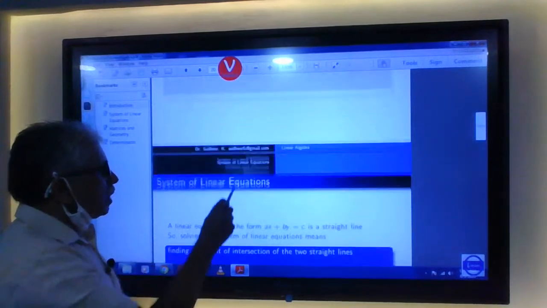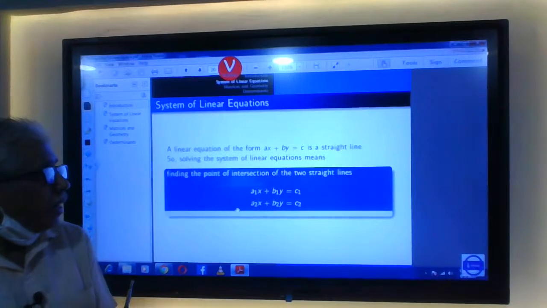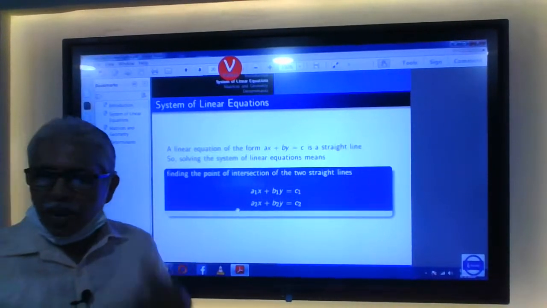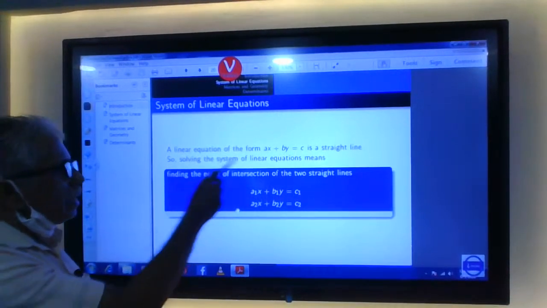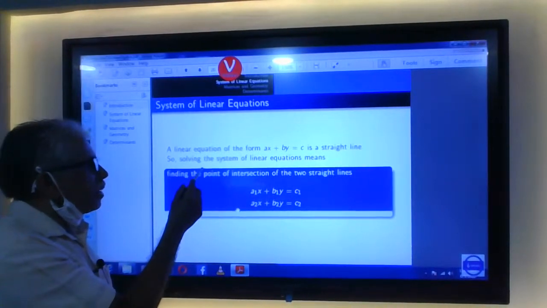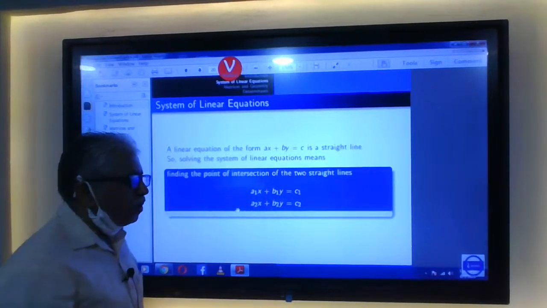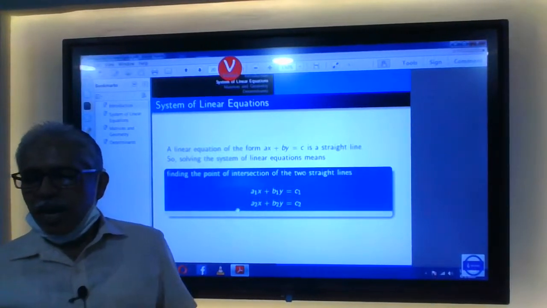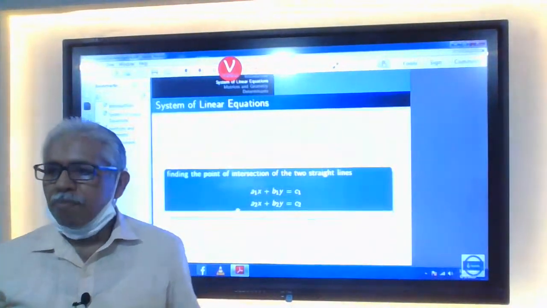A linear equation of the form Ax plus By equal to C is a straight line in the two-dimensional plane, so you can draw it as a straight line. If you have A1x plus B1y equal to C1 and A2x plus B2y equal to C2, they are two straight lines drawn on the plane or on the graph paper.